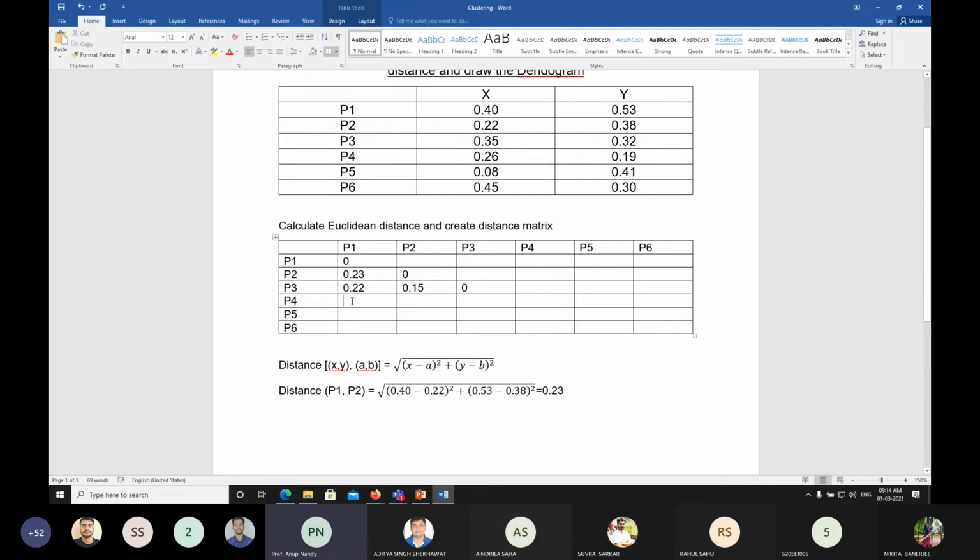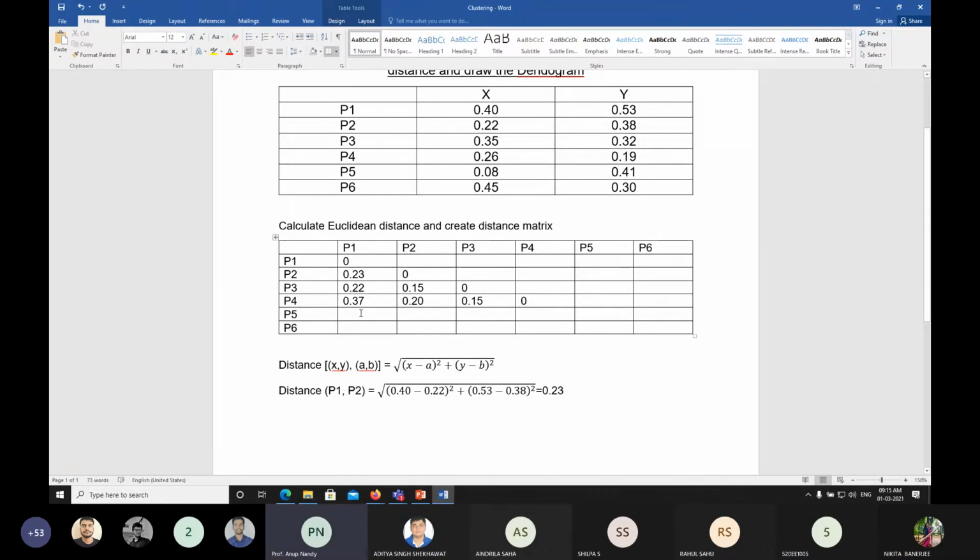Now do for P1 P4. So P1 P4 is 0.37. Good. And P4 P2 will be 0.19. And the next one will be 0.16. I think it is coming 0.15 for me. It is 0.